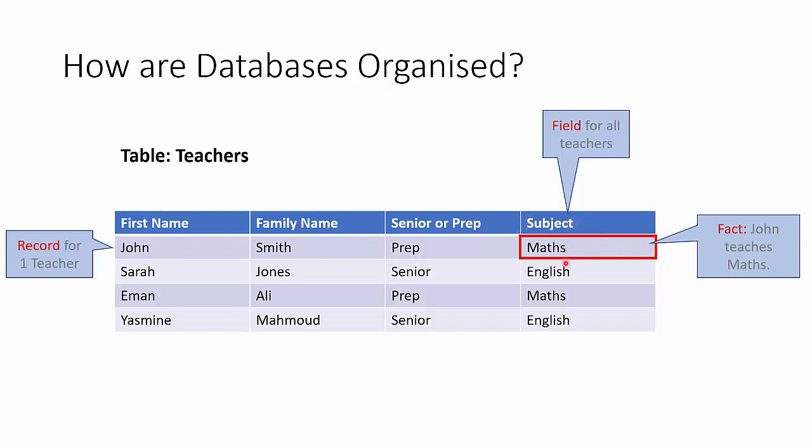And then we can see in our columns, so here we've got a subject column. This is the data that is applicable to all teachers. So John teaches maths, Sarah teaches English, Iman teaches maths, and Yasmin teaches English. Every teacher has a subject, and this column here is called the field. And where a record and a subject meet, this is called a fact. So the fact that John teaches maths is represented here.